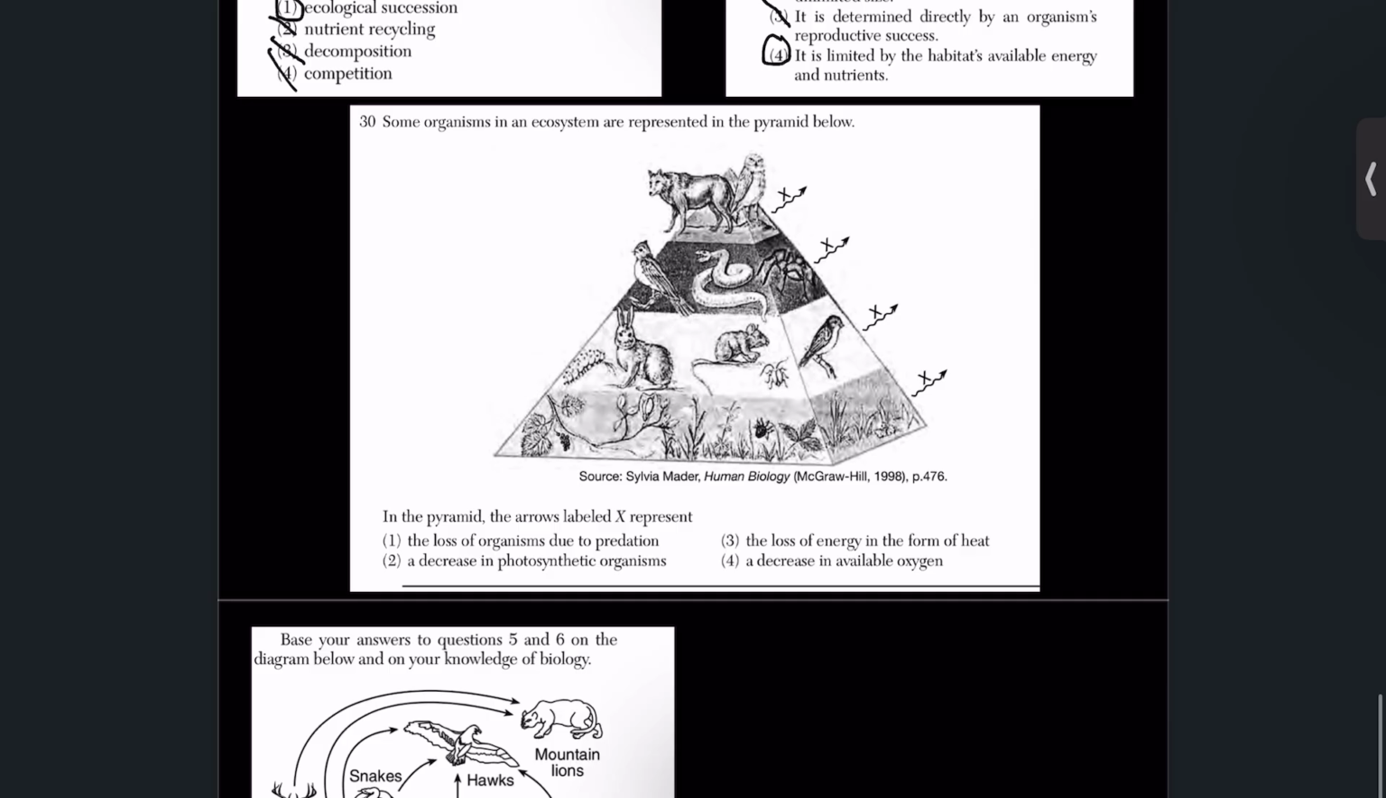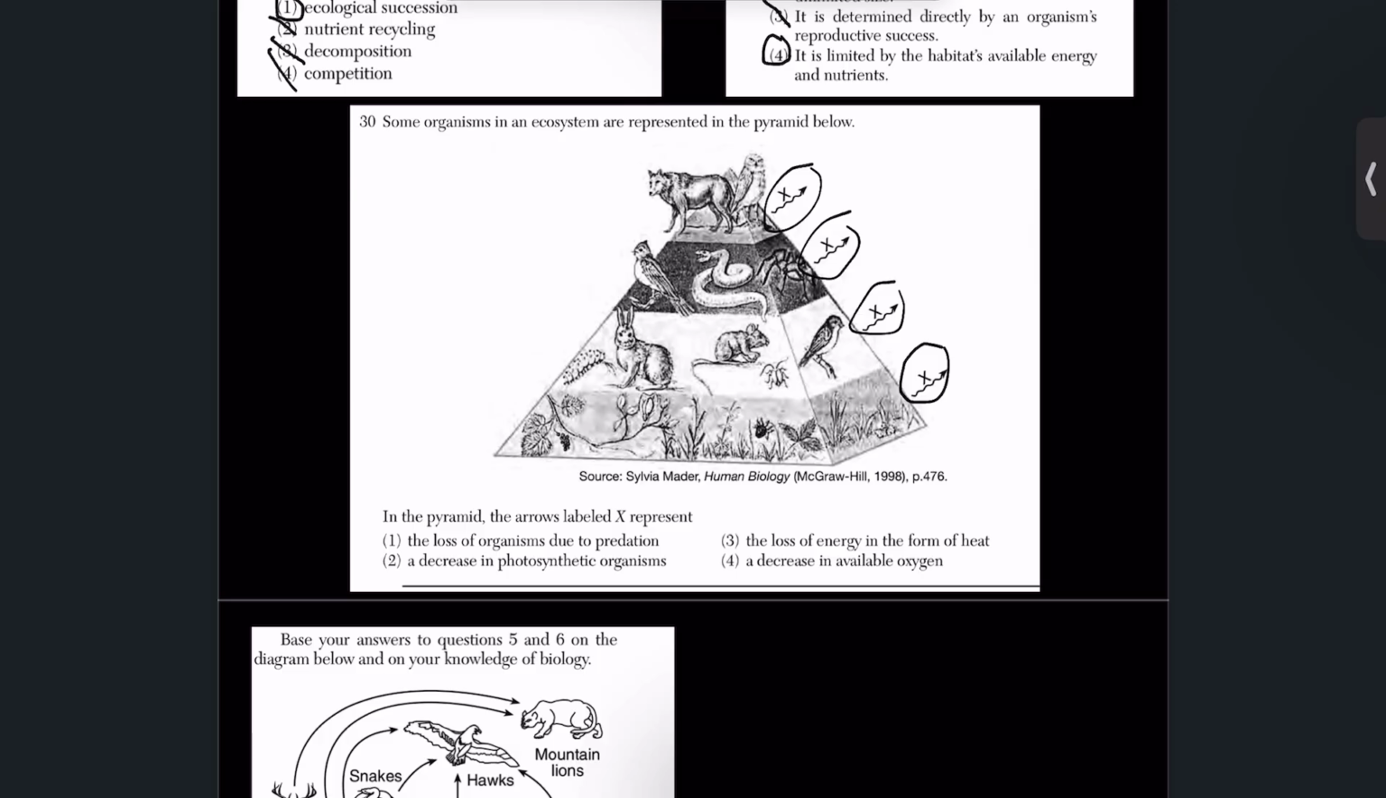Next one, second to last one, is number 30. Some organisms in an ecosystem are represented in the pyramid below. In the pyramid, the arrows labeled X represent... So we can see the arrows labeled X are right here, and they're being given off from all the different levels. So we want to know what that is. And if we remember, this is the loss of energy and it occurs in the form of heat. So we'll look through our answers and see which one is best.